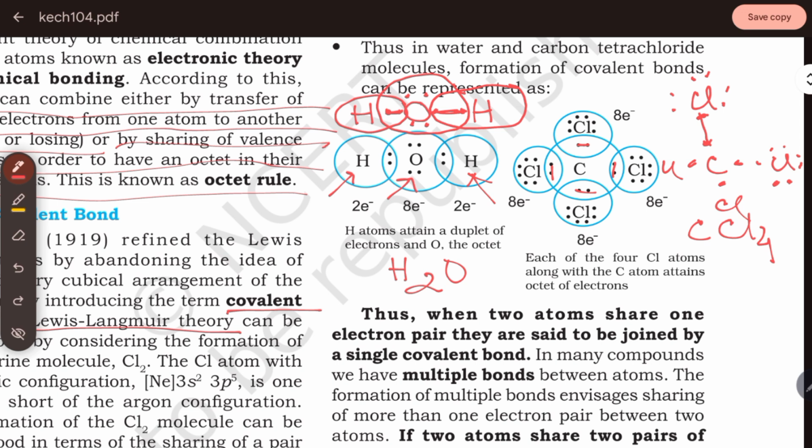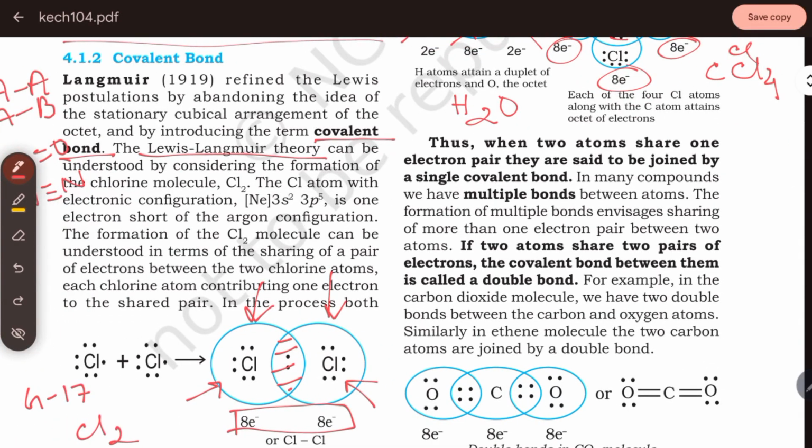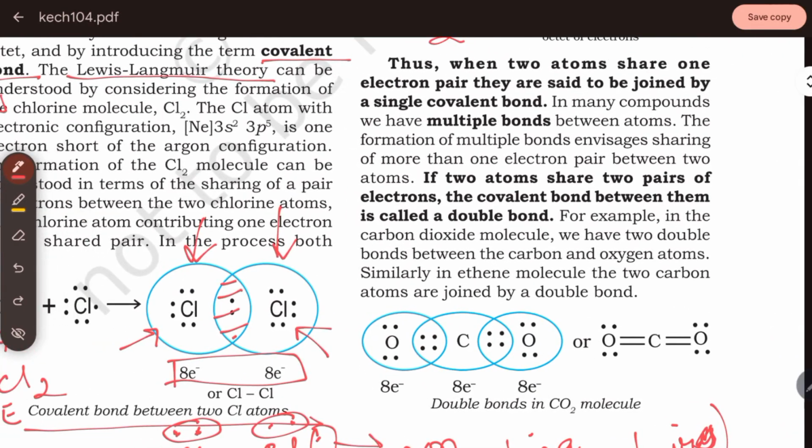So now chlorine is telling I have 7 and I have shared 1 from carbon and I have octet. Each chlorine thus gets octet. And carbon says I have 4 and I have 4 partners, Cl, those who have shared 4 electrons, and so I too have octet, 4 plus 4. So each element over here is having octet configuration. Next, seeing the case of multiple bond.